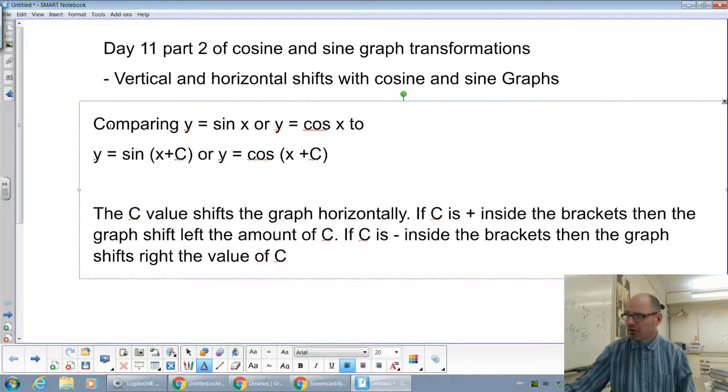So what they often do is they'll actually write it out as a negative c here, so they'll often write it out with a negative rather than a positive in here. So often y equals sine of x minus c is how they write it.